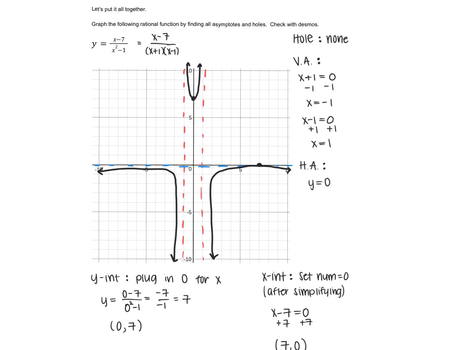So let me know if you have any questions about finding vertical asymptotes, holes, horizontal or slant asymptotes, and also the y-intercept or the x-intercepts, and then using that to sketch a graph.